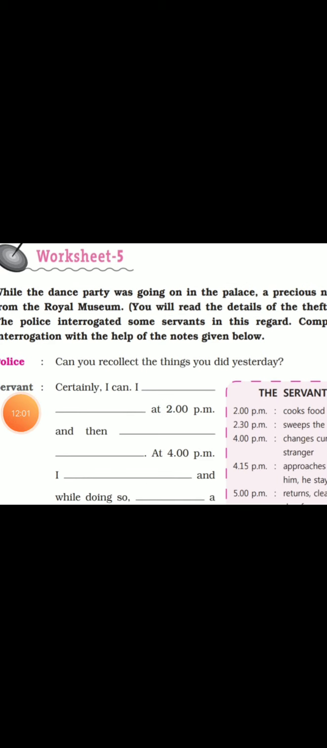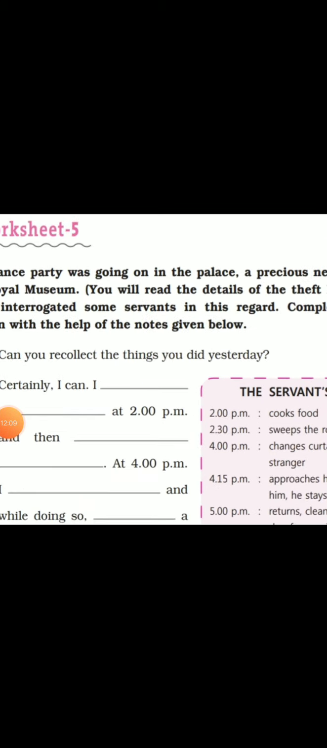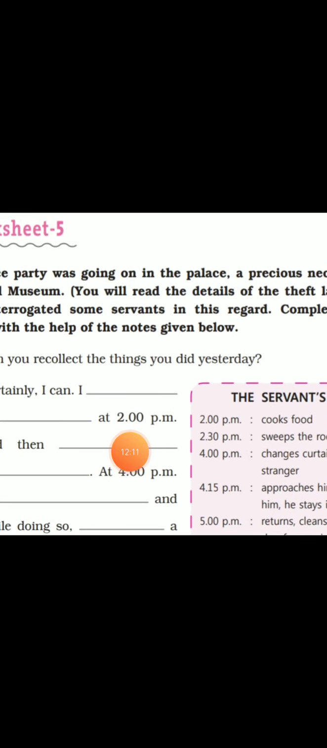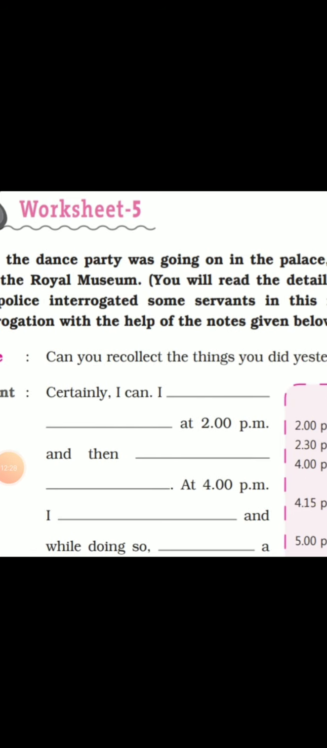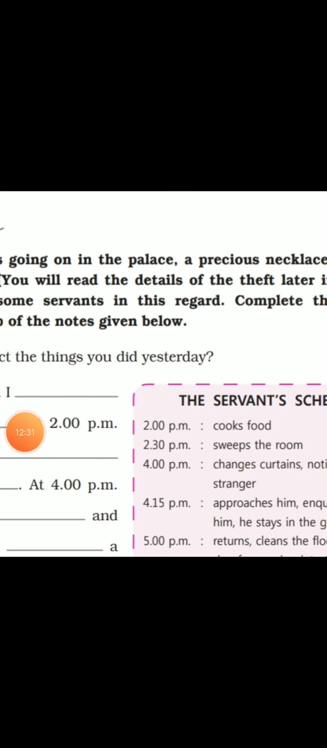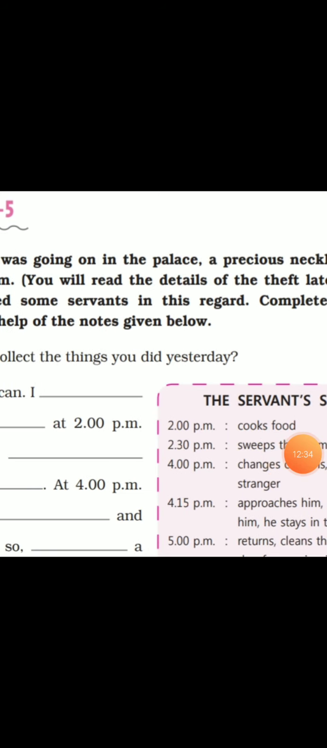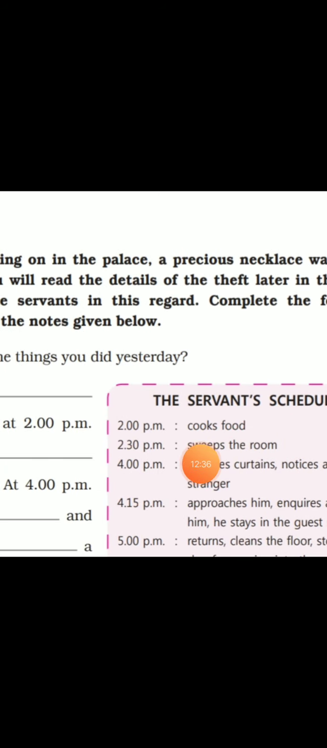What does the police say? Can you recollect the things you did yesterday? Servant: Certainly, I can. Means now here the servant is talking about yesterday. It means he is talking about the past. So to show the past tense, we have to use the second form of verb in place of first form of verb. It is written here, cooks food. First form of verb is written here. So how will you write it here? Certainly, I can. I cooked food at 2 p.m.